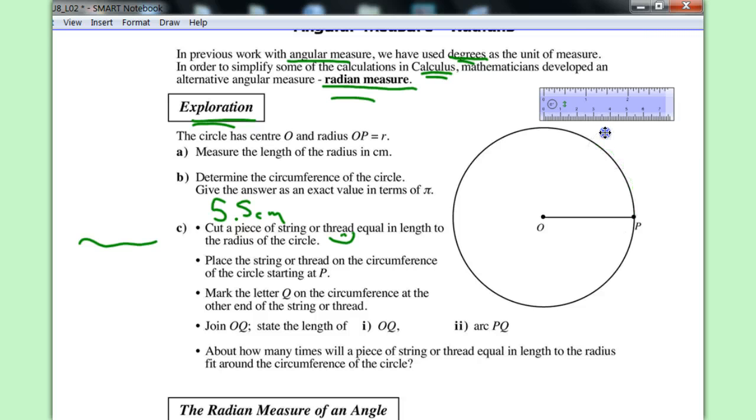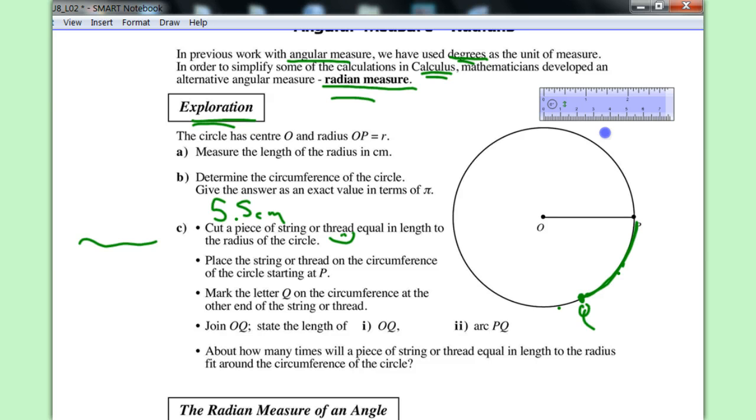So I took my string and I place it on the circumference. As I place that string on the circumference, I'm going to put a mark, and I put that mark at the place on the circumference, and try to read the numbers, and I end up with it being right there. I mark the letter Q on the circumference and join that string. So there's my string, and it measured right to point Q.